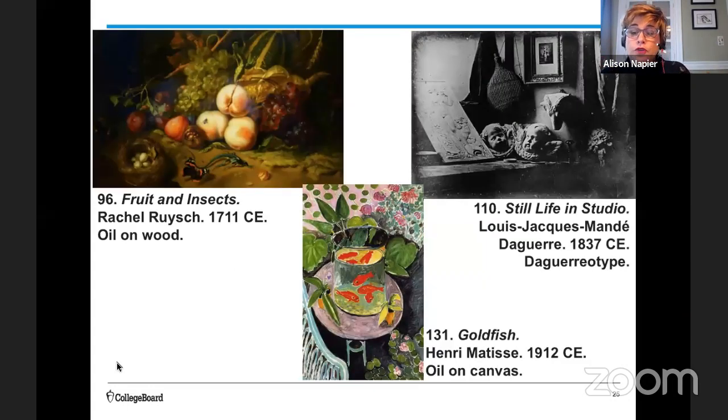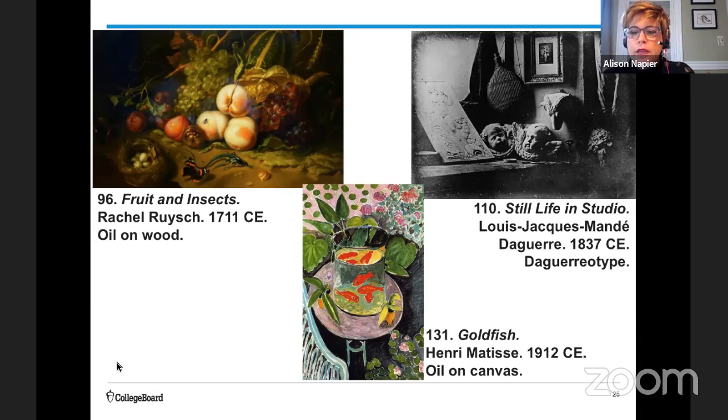Now, contrasting Warhol's use of everyday objects against Ruysch's fruit and insects, Daguerre's still life, and Matisse's goldfish bowl, the mundane Campbell's soup cans gave the art world a complete chill. The art world was used to seeing everyday objects, but when we look at these, we see Ruysch really focusing on the ability to capture texture and light and shadow. Her father, who was a botanist, had taught her all about different flora and fauna, and she's really developing that in the still life we see here.